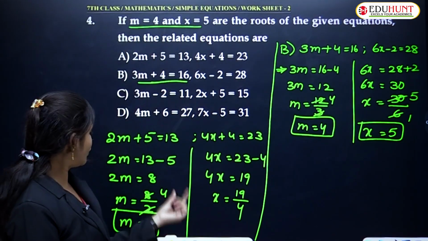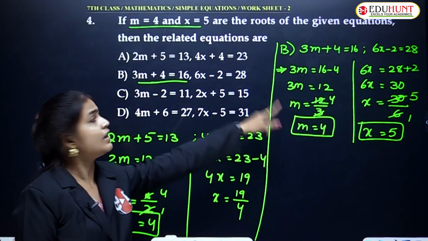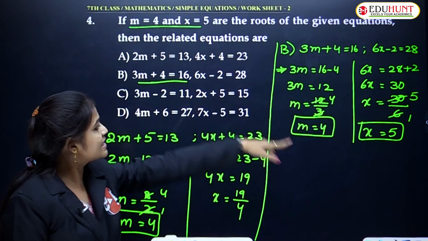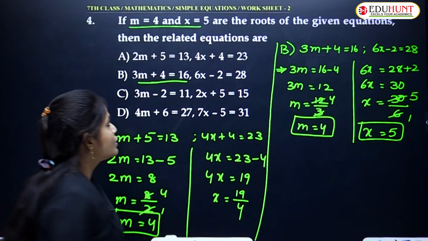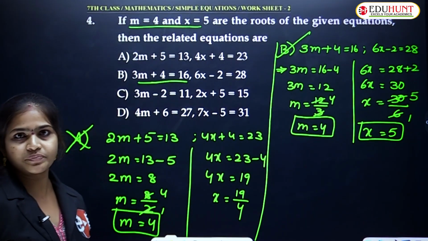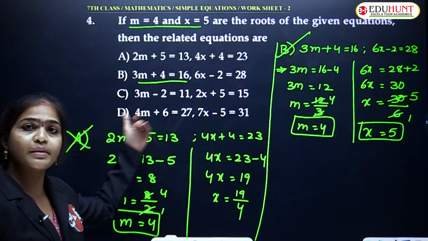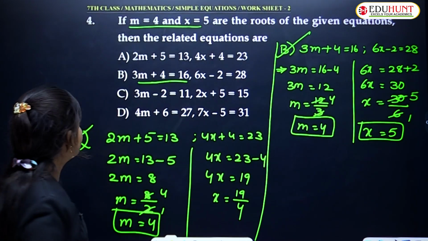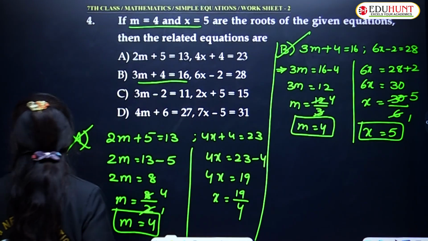m is equal to 4, we got it. And x is equal to 5 also, we got it. So which option is satisfying here? Option B is satisfying. Okay. So we have to check the remaining two options also, no? So just to check those remaining two also here.